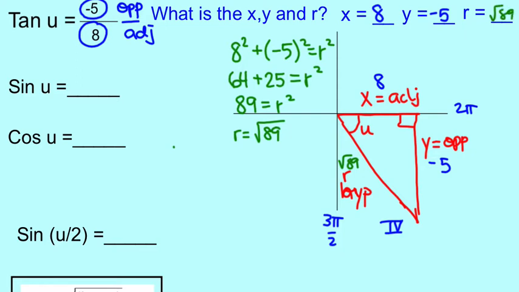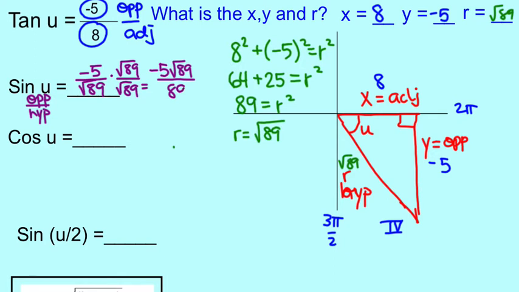All right, now using our right triangle trig, we're going to find the sine of this angle. Remember, sine represents opposite over the hypotenuse. So the opposite is -5. The hypotenuse is the square root of 89. We have to rationalize it, so I multiply the numerator and the denominator by the square root of 89, and I get -5 square root of 89 over 89. Now let's find the cosine. Cosine represents the adjacent over the hypotenuse. Adjacent is 8. The hypotenuse is the square root of 89. So we'll rationalize it again.